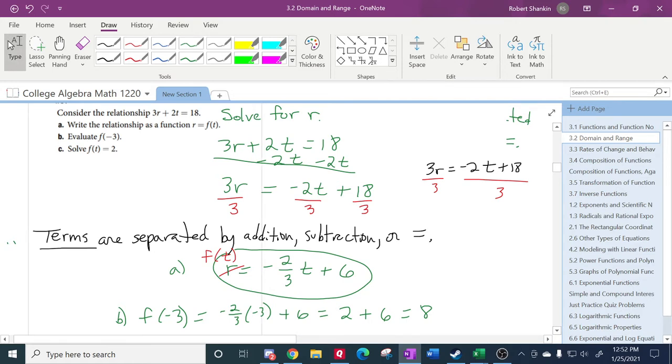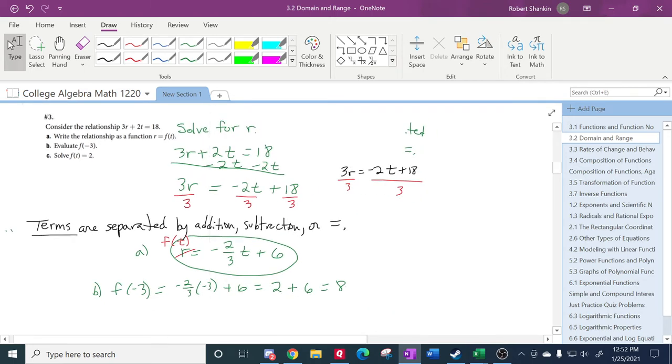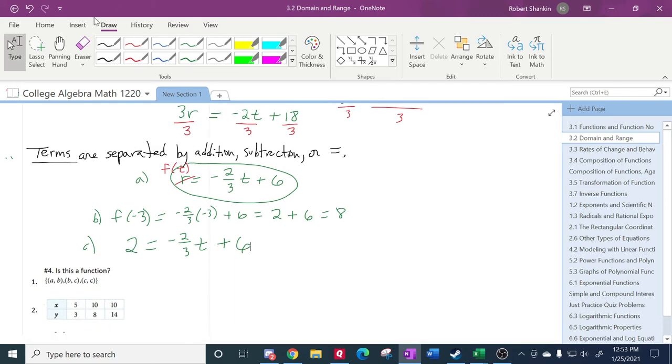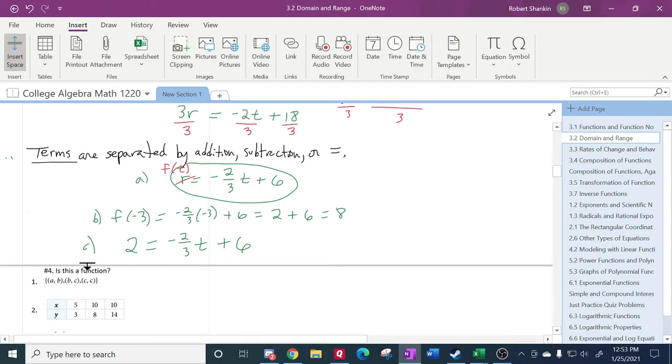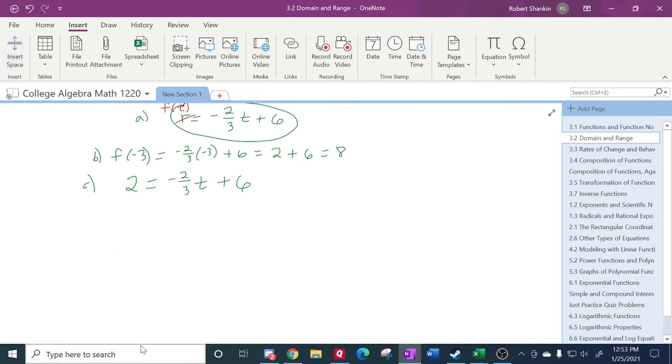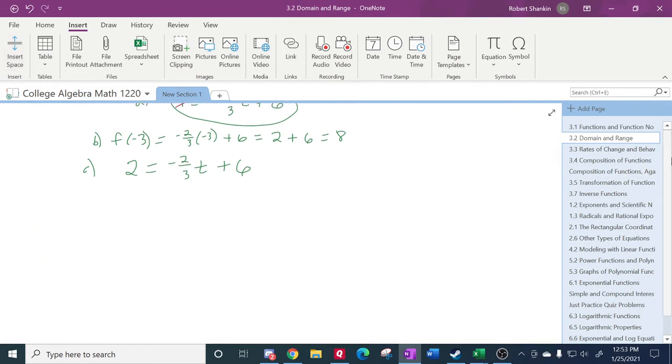And then part C says solve f of t is 2. F of t, that's saying the output is 2. So 2 replaces the output side. Negative 2/3 t plus 6 is over here. So let me get a little more space. And to solve this, I subtract 6.